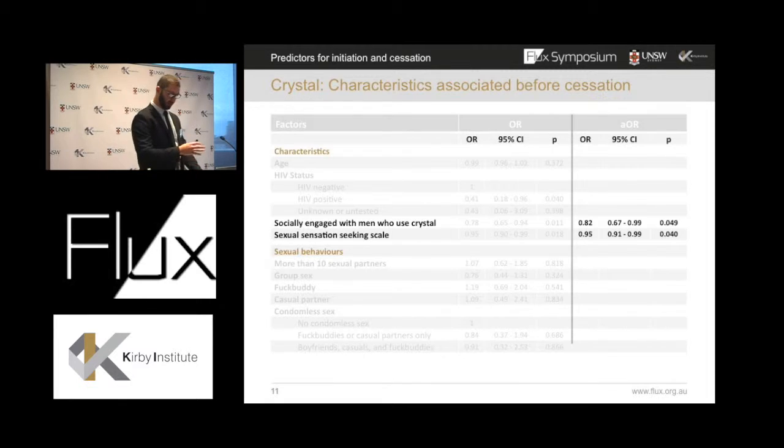Putting in the final model of the regression, the key factors don't really change. Those who scored lower on the sexual sensation seeking scale and were less socially connected with other gay men who use crystal were more likely to cease using crystal. Not surprisingly, those factors that predict initiation tend to be reversed for those who cease, but not entirely. They are less socially engaged with those friendship networks, at least relatively so, but their actual sexual behaviours haven't changed that much.